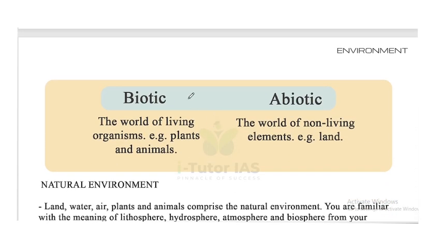Now, have you heard about biotic and abiotic? What is biotic? The world of living organisms is called biotic. For example, plants and animals are living organisms, so that's called biotic. The next one is abiotic. Abiotic means non-living. For example, sand, rock, and land are non-living, so they are abiotic.